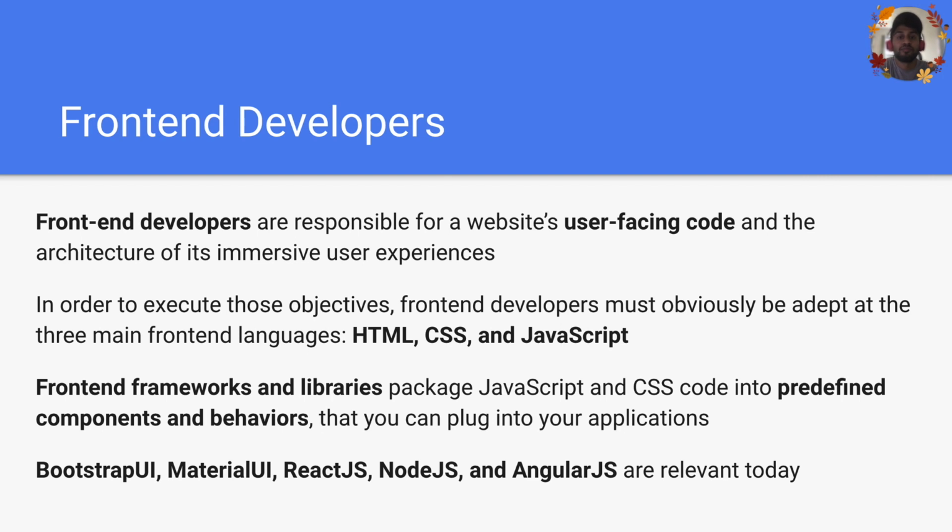Oftentimes, companies that have built clean and reusable components and behaviors that they are proud of will publish them as open source material for others to adopt. In doing so, they both contribute to the wider development community and build upon their branding and stylistic visions for the wider internet. For example, React.js is built and maintained by Facebook, and Bootstrap is built and maintained by Twitter.